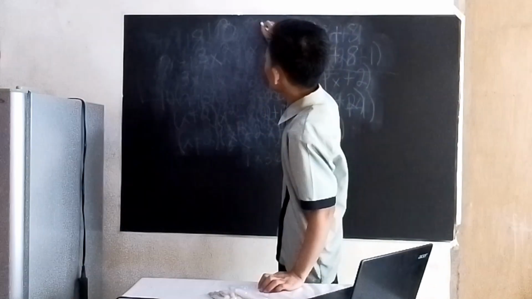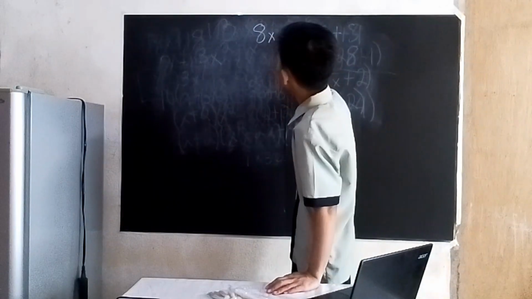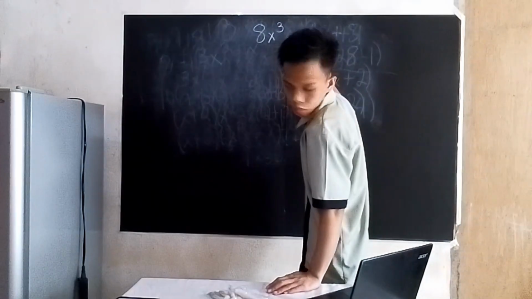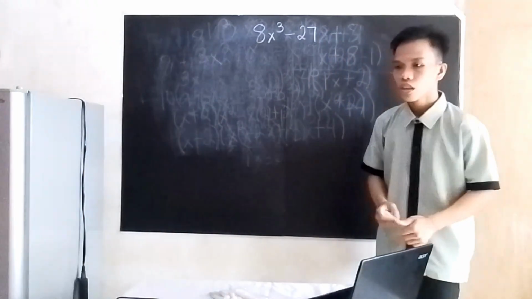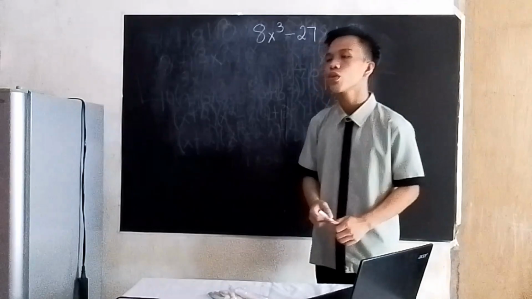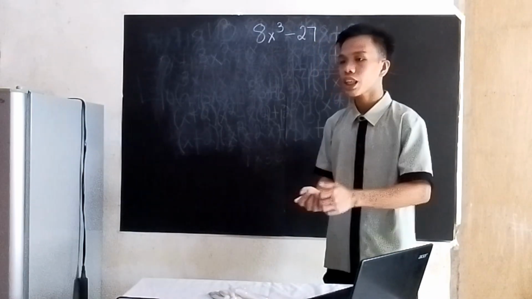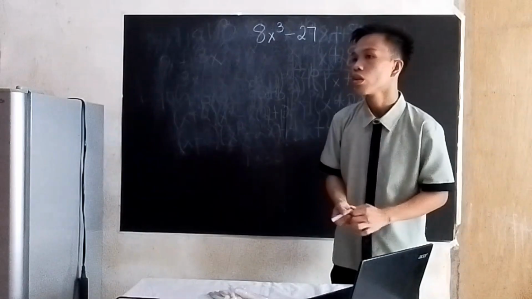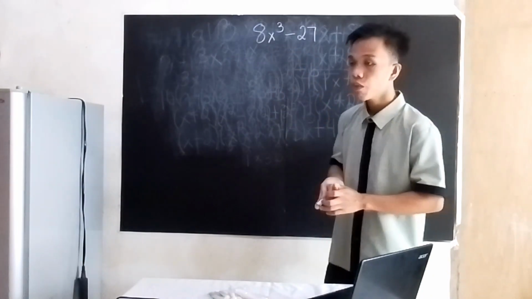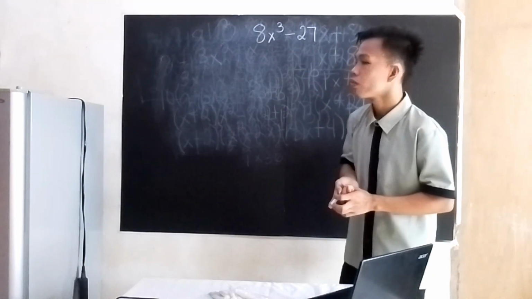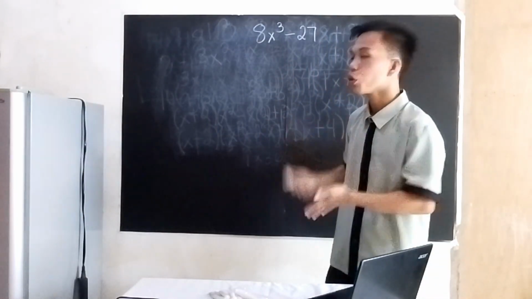So 8x cubed minus 27. So again, what is our first step in sum of two cubes? Because that is just the same process with difference of two cubes. That's right. So our first step is we need to extract the cube root of each term.